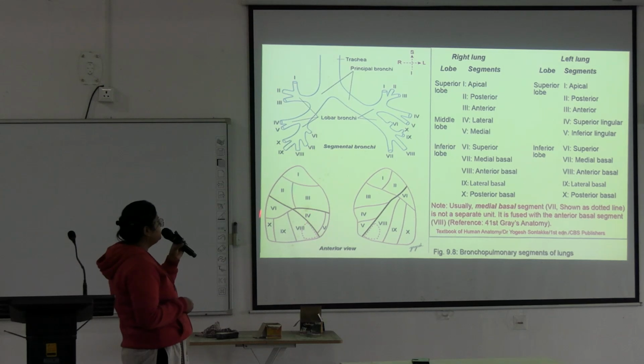Superior, middle and inferior lobe. So for the superior lobe, this is apical, here is posterior and this is anterior segment. And for the middle lobe, lateral and medial. This is lateral, this is medial segment. And for the lower or inferior lobe, there is superior, medial, anterior, lateral and posterior.